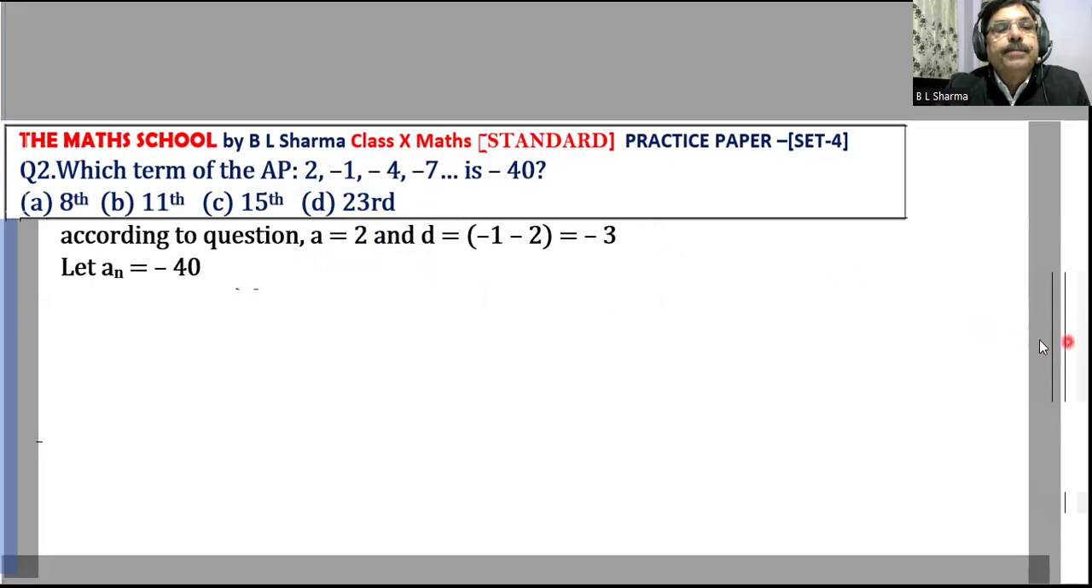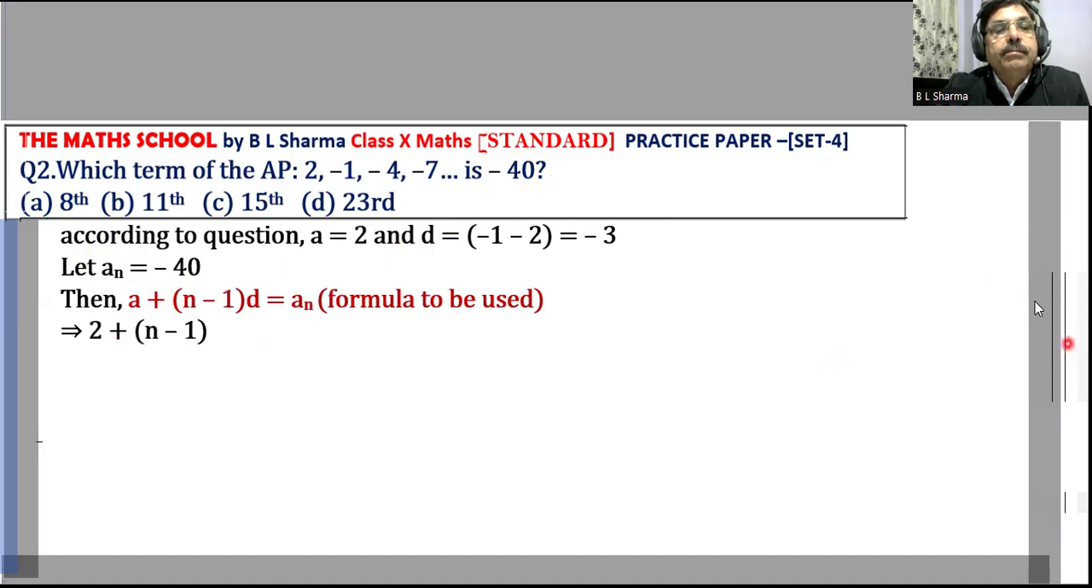So, now using the formula for the nth term, there are total n terms. The nth term means the term on the nth place, that is minus 40. मान लीजिए, suppose there are n terms and the nth term is minus 40, it is given. Then using the formula for the nth term, a plus n minus 1 into d, for the value of a put 2, n minus 1 as it is. In place of d, put minus 3, and in place of the nth term, put minus 40. And now calculate yourself for the value of n. n की value आप find out करिएगा.